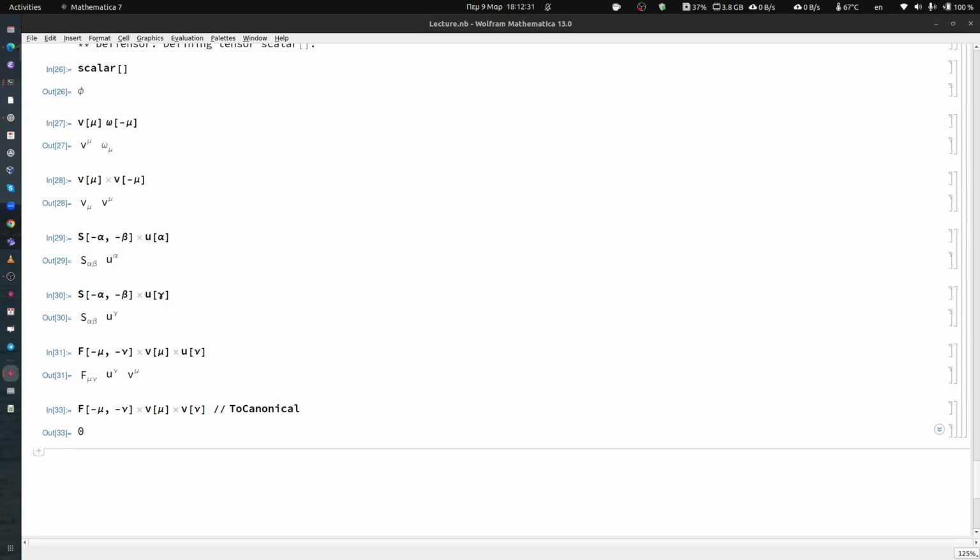So this is a similar situation here, where we contract the antisymmetric tensor F with the symmetric tensor S. Now, this is the result that we obtain. It is not zero, but if we apply ToCanonical to this expression, then we obtain 0.